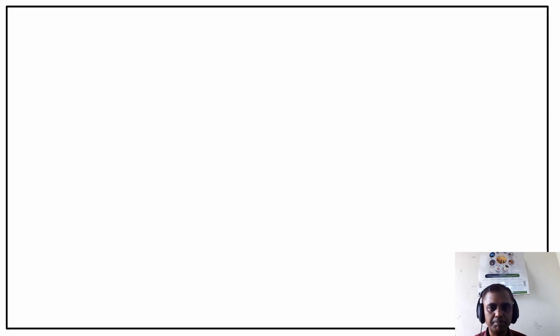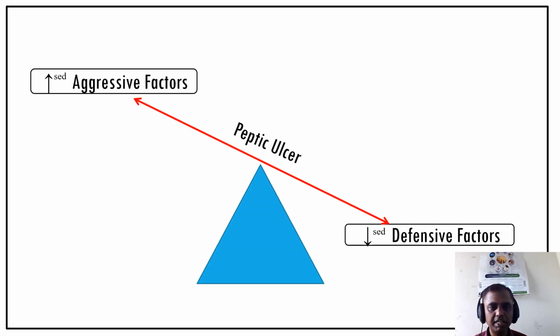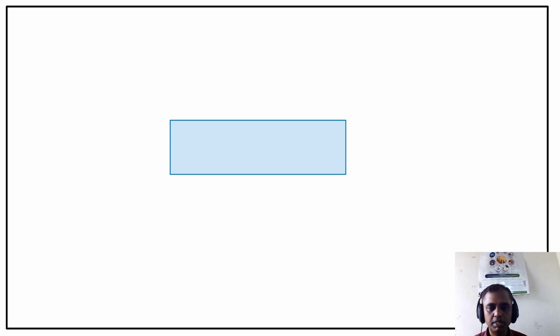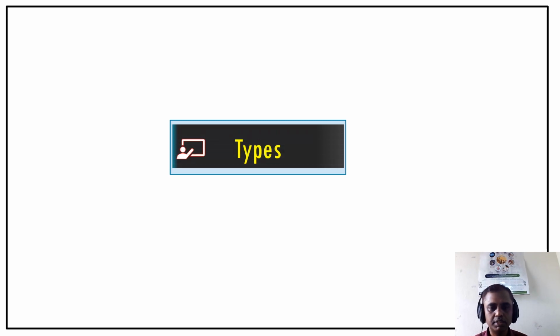But whereas in peptic ulcer, it leads to decreased defensive factors as well as increased aggressive factors. So let us study the pathogenesis. But before going to the pathogenesis, we will go through the types of peptic ulcer.